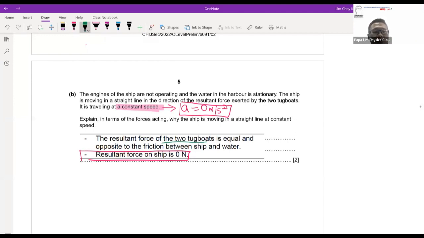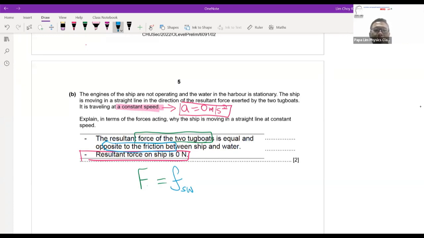The two forces acting on the boat are the resultant force driving the boat, and the friction between the boat and the water. So in this case, the resultant force, which is the green color, will be the same as the frictional force between the ship and the water. Because they are the same, the resultant of the two forces will be 0, which gives us a resultant force acting on it of 0.